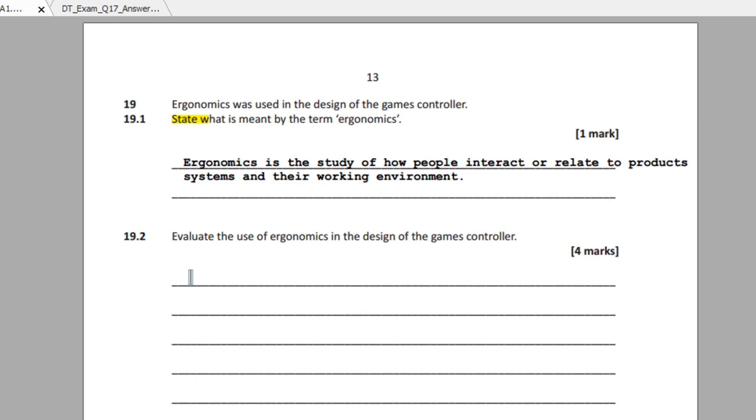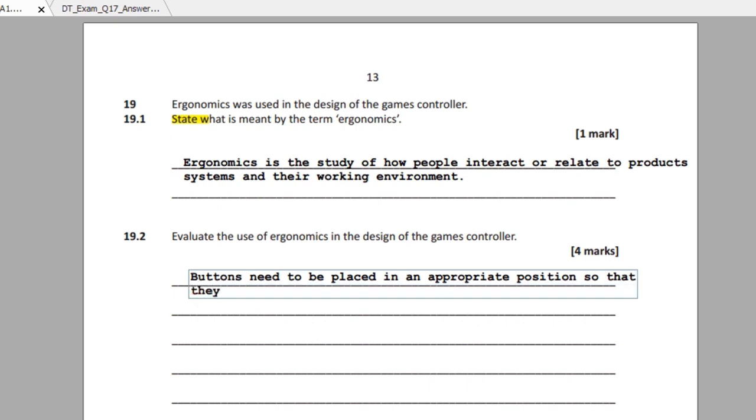So we know that ergonomics relates to how you use the product. So the most obvious thing would be to talk about the buttons. So you would say something like, buttons need to be placed in an appropriate position so that they can be easily operated using fingers and thumbs.